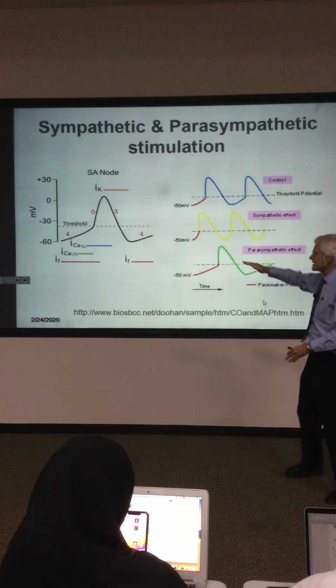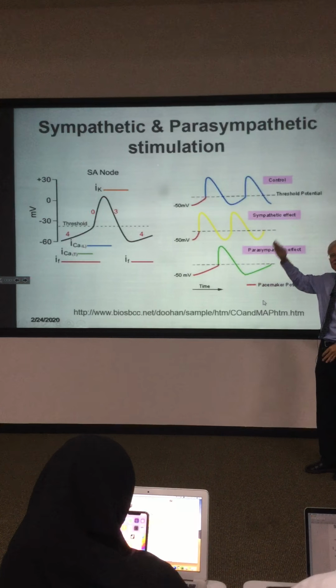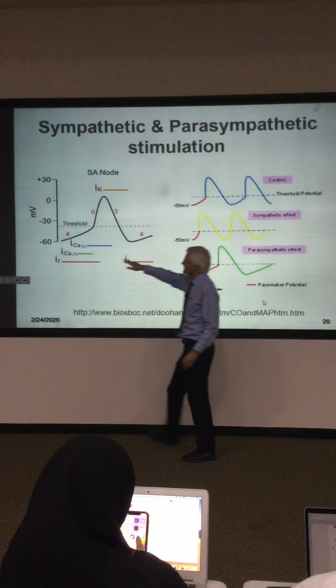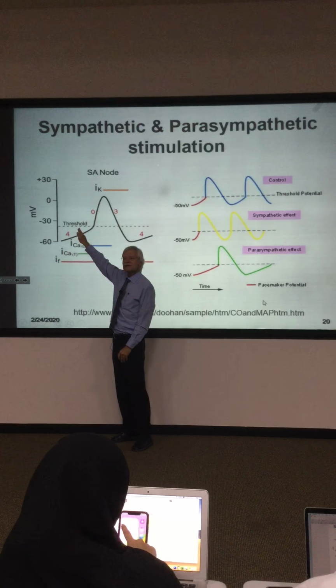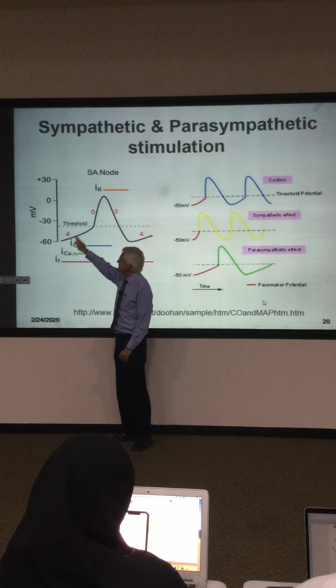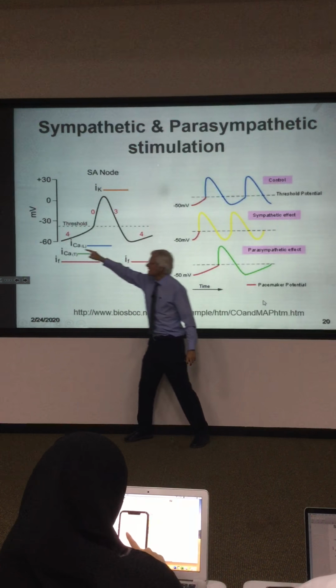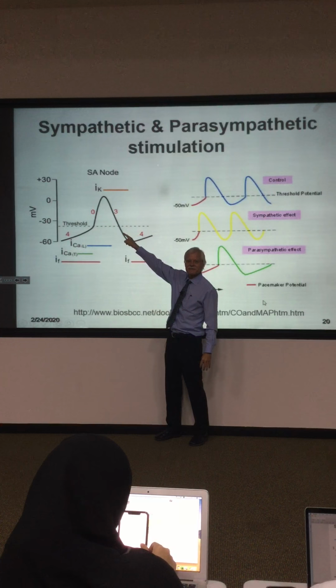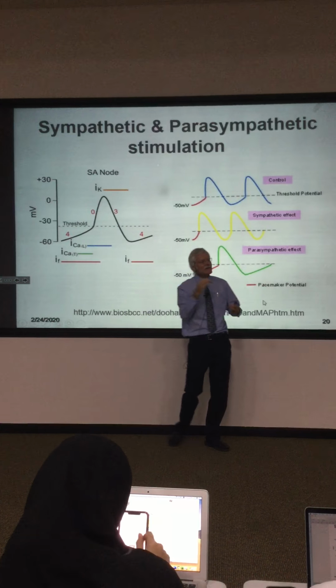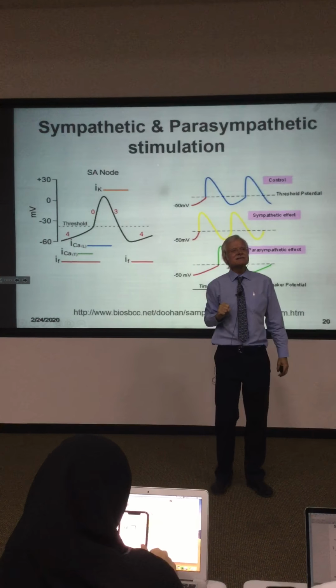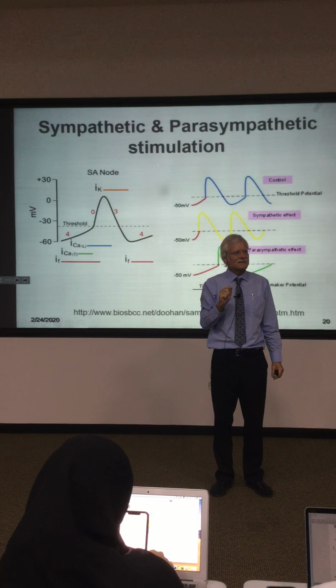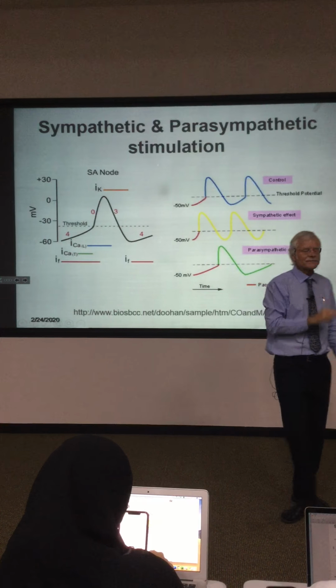So clearly, if that slope changes, if this becomes steeper, it's going to reach threshold sooner, isn't it? If this slope becomes shallower, it's going to take longer to get to threshold. So if you fiddle with the slope, you fiddle with the rate. The question is, how's the fiddling done?